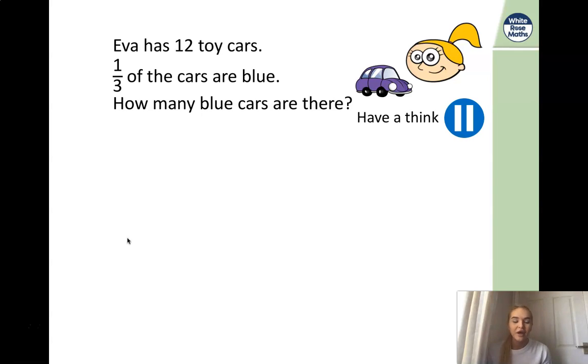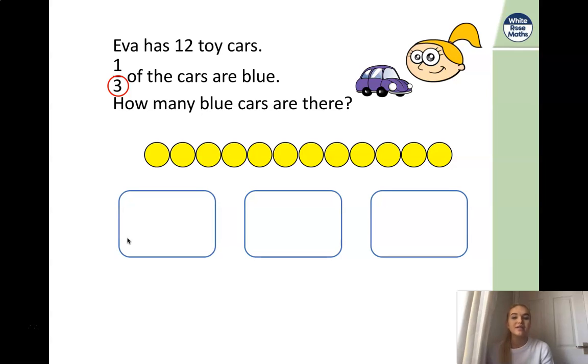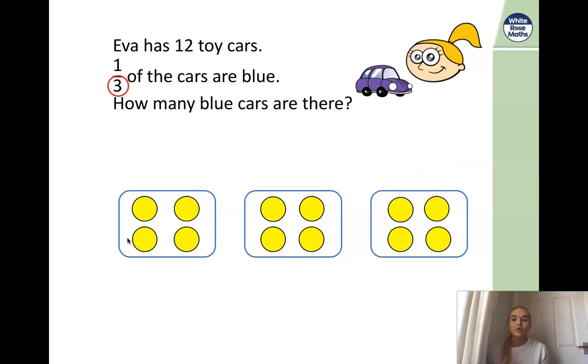How did you get on? Let's start with our 12 toy cars because that is our whole number. We have 12 all together. Now 1/3 of these cars are blue. We are not looking at 1/4 anymore, we are looking at 1/3. Now because my denominator is 3, how many groups am I going to need this time? That's right, I'm going to need 3 groups. And I can start to partition and give out my toy cars equally between my 3 groups.